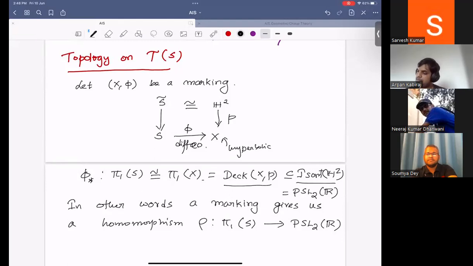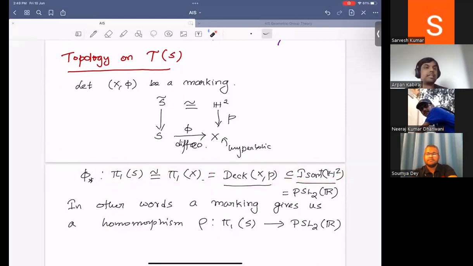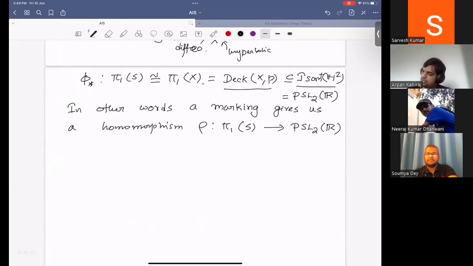Okay. Now, I can give the topology right away, but let me go through this a little bit more. Firstly, remember pi 1 S and pi 1 X are isomorphic. So pi 1 X is also a group of all deck transformations, which is a subgroup of the isometry group of H2. In other words, this homomorphism that you get is an injective homomorphism. Okay. The term in representation theory for an injective homomorphism is faithful. So rho is faithful. It simply means rho is injective.